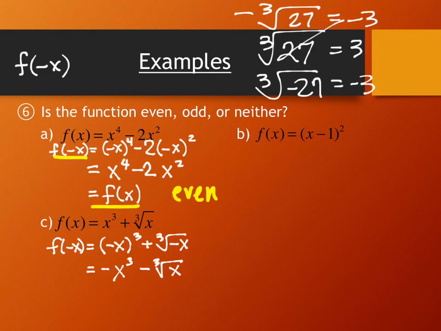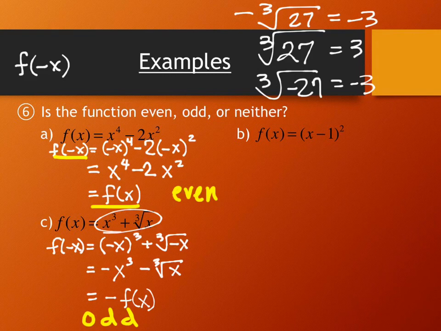Okay, so taking a look at this then, how does that compare to the original f of x function? It's the opposite. Exactly the opposite. All my signs switched, right? All of them. So it's exactly the opposite of what I began with. And the opposite of what I began with is exactly the definition of an odd function. Odd, opposite of what I began with. Origin symmetry. It's odd.